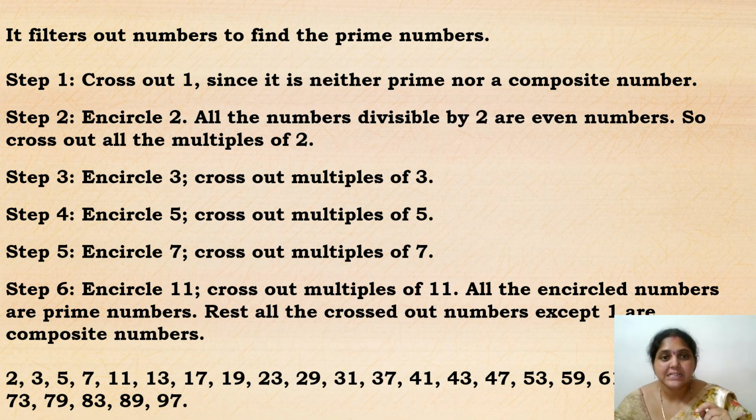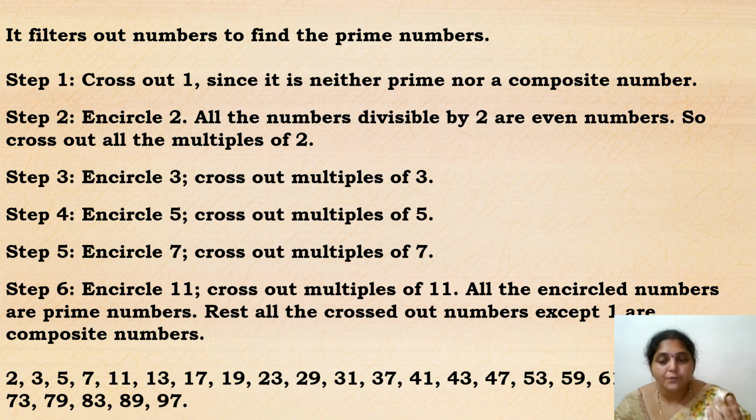So, it filters out numbers to find the prime numbers. Step 1. Cross out 1 since it is neither prime nor a composite number. We will strike off 1 because we will consider it neither a prime number nor a composite number. Now, what is the second step? Encircle 2. All the numbers divisible by 2 are even numbers, so cross out all the multiples of 2. Don't strike off 2, because 2 has only two factors, 1 and the number itself. That's why we will not strike off 2 but we will strike out the multiples of 2.